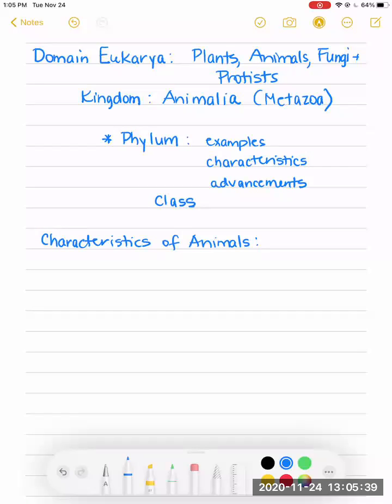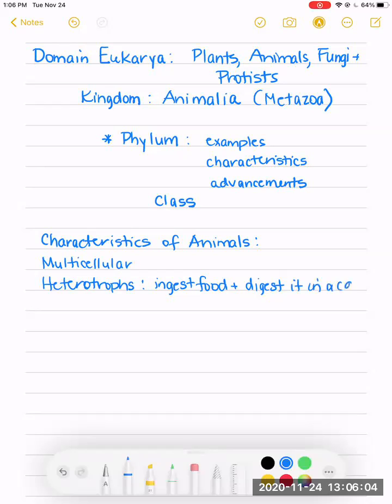So characteristics of animals, they are multicellular, meaning they don't consist of just one cell. They are all heterotrophs, which means they need to eat their food, and in the case of animals, they ingest their food, and most of them digest that food in a cavity of some sort. We're going to talk about body cavities and the significance of developing a true body cavity in animals. But all animals do some type of digestion in a space inside a cavity.